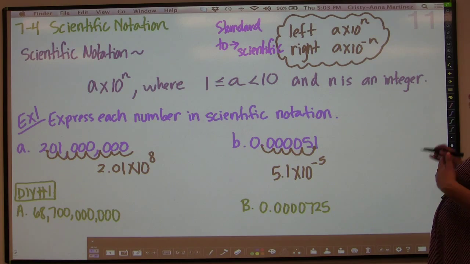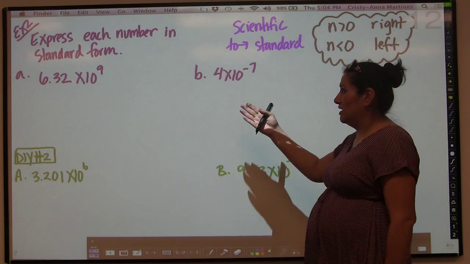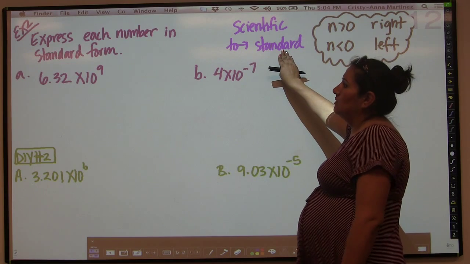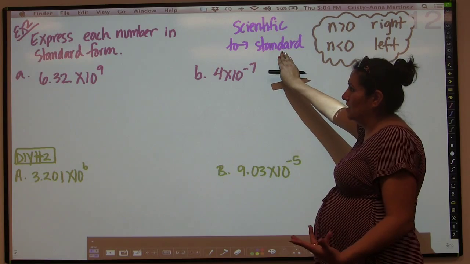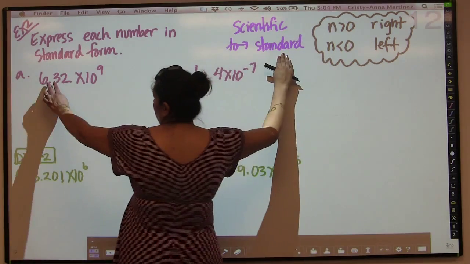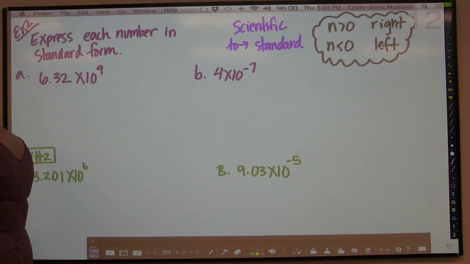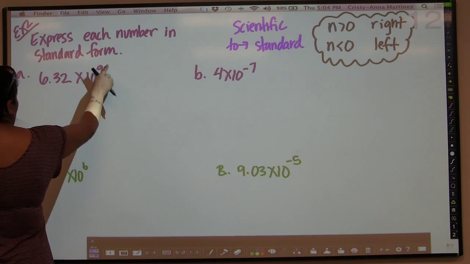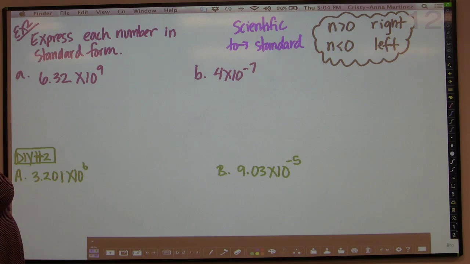We're going to go backwards now. What if we have something in scientific notation and we want to put it in standard form, which is what we have in example 2. When you're going from scientific to standard, you still want to move the decimal, again left or right, and it depends on the n value, the 9 and the negative 7. The rule of thumb is to figure out: is the n value greater than 0 or less than 0? Is it positive or negative?